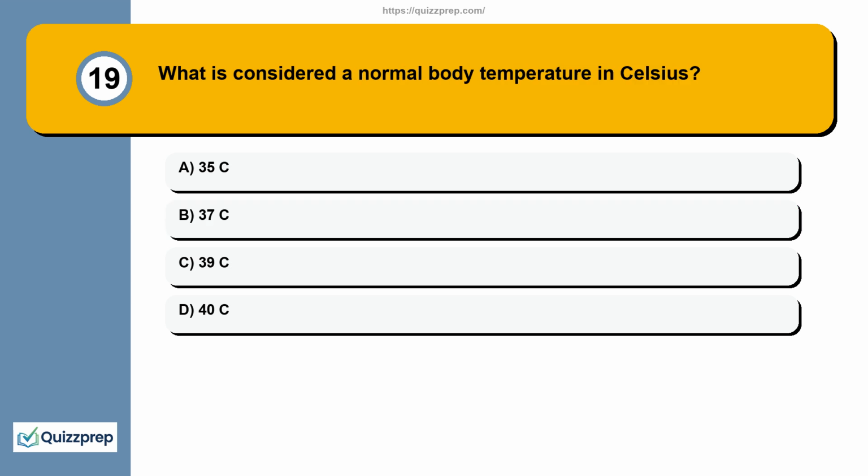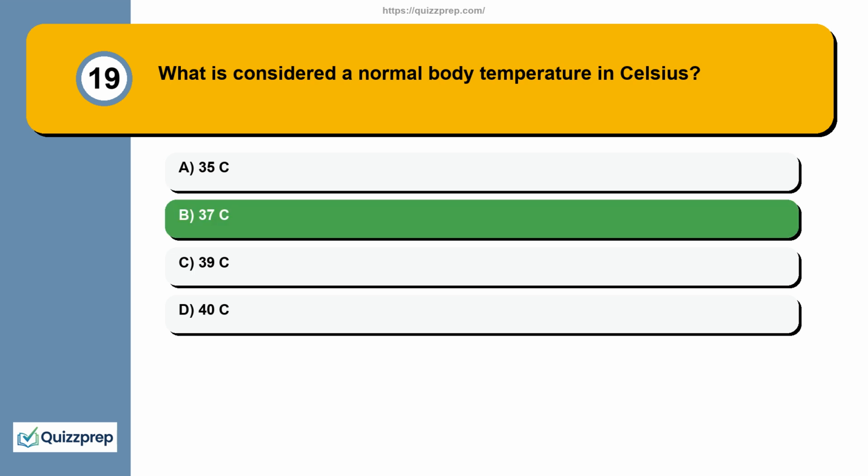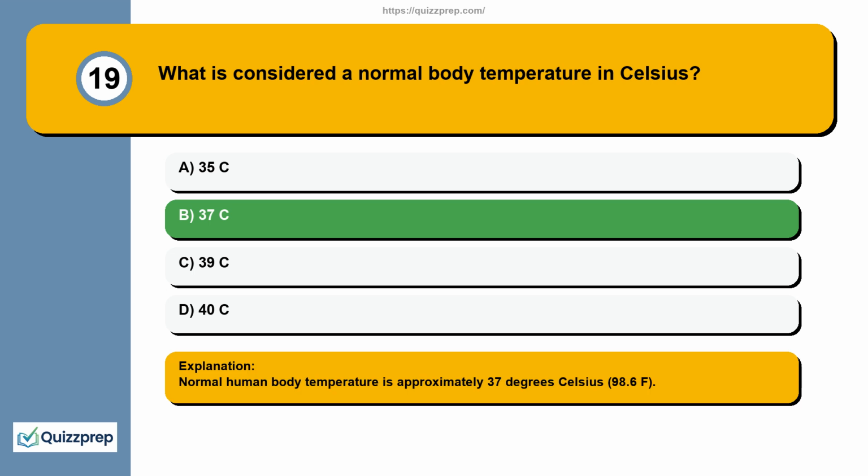Question 19. What is considered a normal body temperature in Celsius? Here are your options. Option A, 35°C. Option B, 37°C. Option C, 39°C. Option D, 40°C. The correct answer is option B, 37°C. Explanation: normal human body temperature is approximately 37 degrees Celsius, 98.6 F.